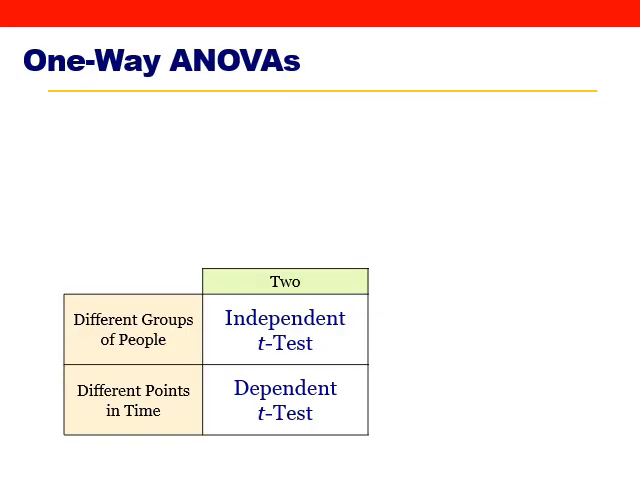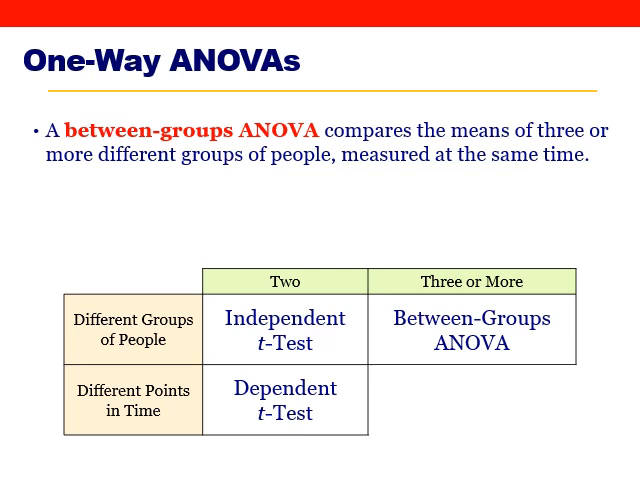Here again are the previous 2 tests that we've learned. The independent t-test allows us to compare the means of 2 different groups of people, and the dependent t-test allows us to compare the same group of people across 2 points in time. However, these tests are limited because they only allow us to compare 2 means against each other. What if we wanted to compare 3 or more means against each other? Or what if we wanted to measure the same group of people 3 or more times? We haven't yet learned a test that's capable of doing that. That's what the test we're going to talk about today allows us to do.